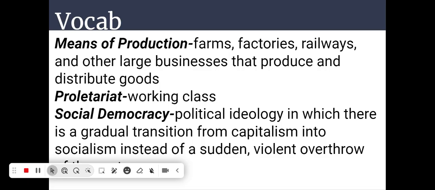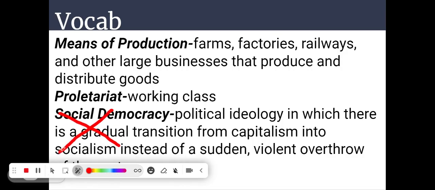The proletariat is just another word for working class, but we are only going to use that when we talk about communism and socialism. I am not worried about social democracy. I decided to take this off so we can focus on these two. Both of these are going to deal with mostly socialism, though.